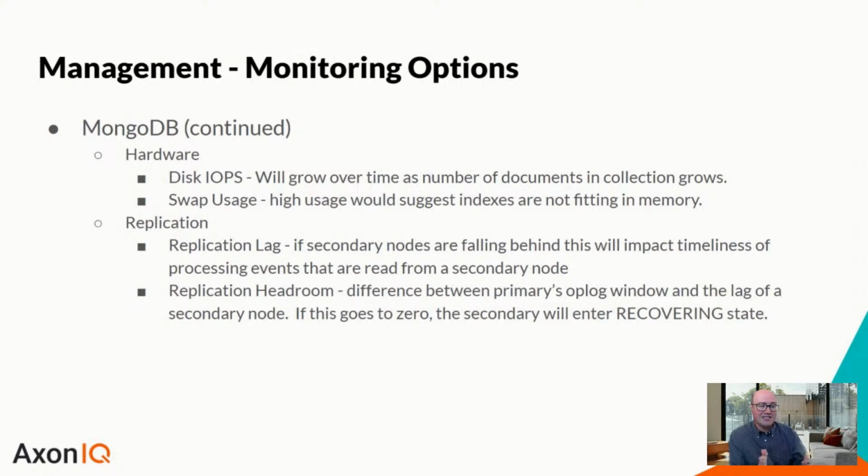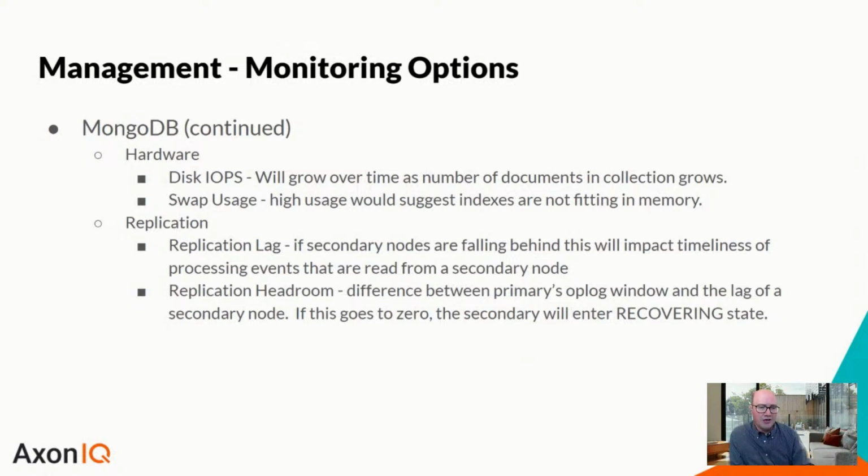The headroom, so this is the difference between where the primary's op log is and the lag of the secondary node. So how far behind are you? If you have a lot of headroom, like, hey, I've got 2 hours of headroom, maybe that's great. If you got 24 hours, 2 days, whatever it might be, the higher the value, the better. Means you've got lots of headroom to be able to handle things. If it goes to 0, meaning there's no headroom between where the primary is at and how far back the secondary is, that secondary is going to go offline and move into a recovering state.